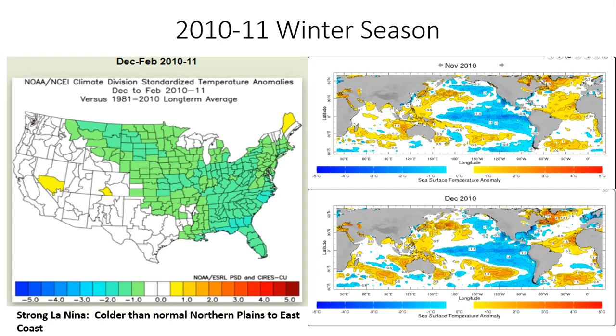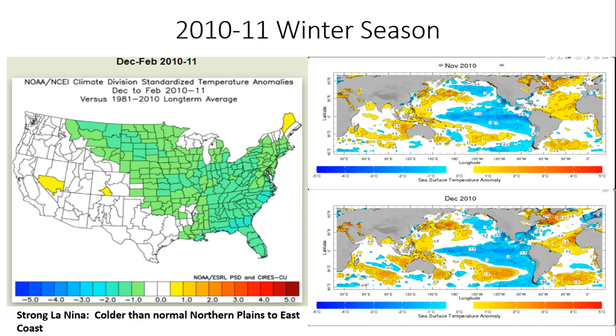Look at the 2010-2011 winter season. It was another cold winter season, from the northern plains through the Midwest to New England, down to the southeastern U.S. It was a pretty cold winter overall in the 2010-11 winter season. And you'll notice the dominance of blue shading on those graphics on the right. Sea surface temperature anomalies on the order of 1 to 1.5 degrees Celsius below normal.